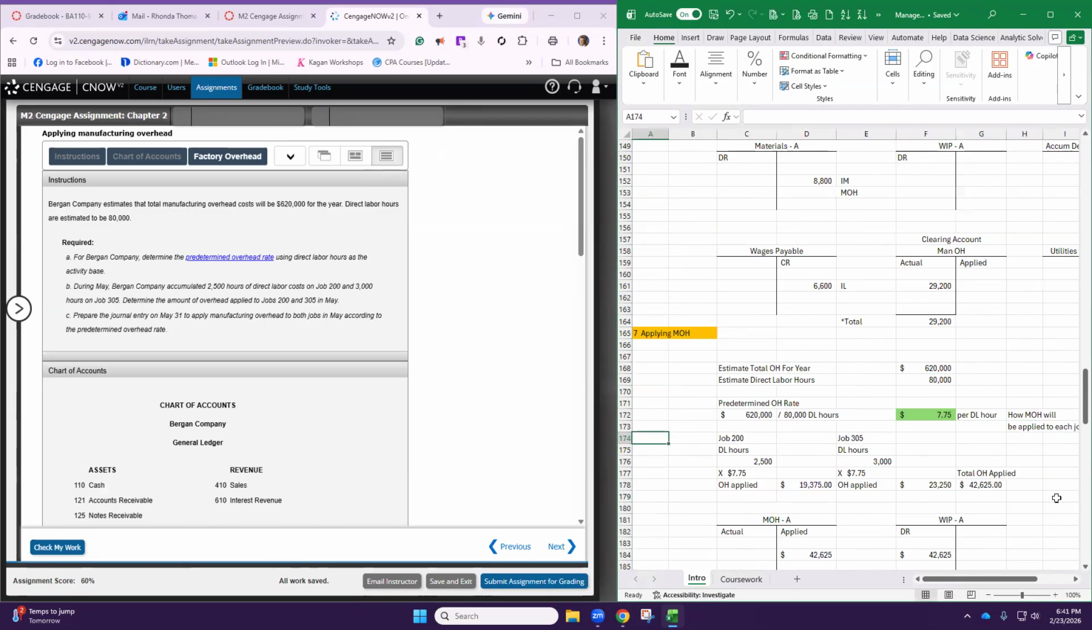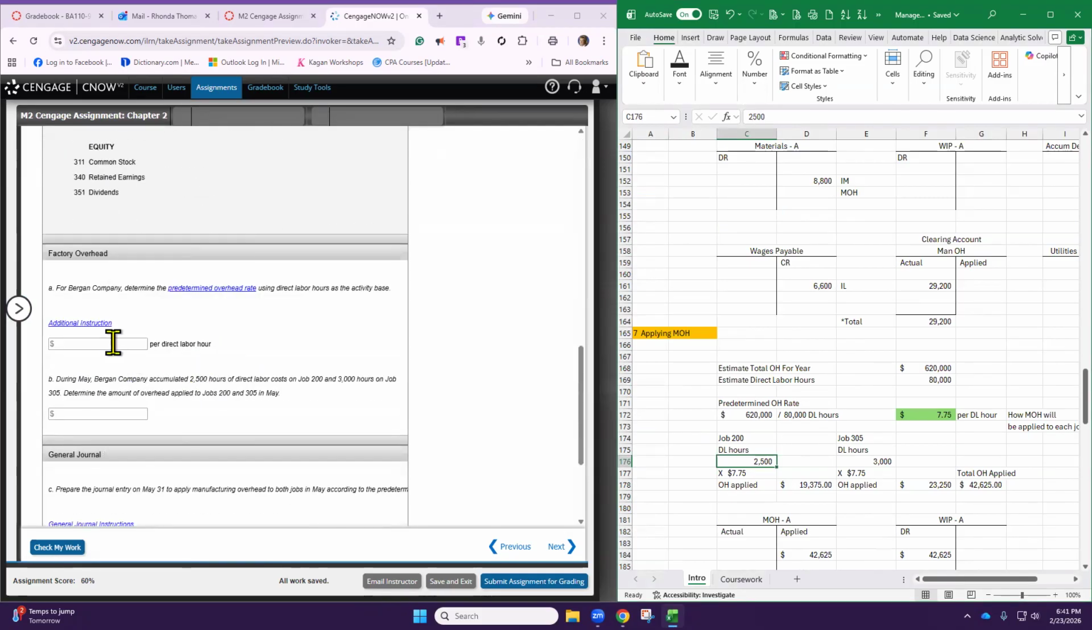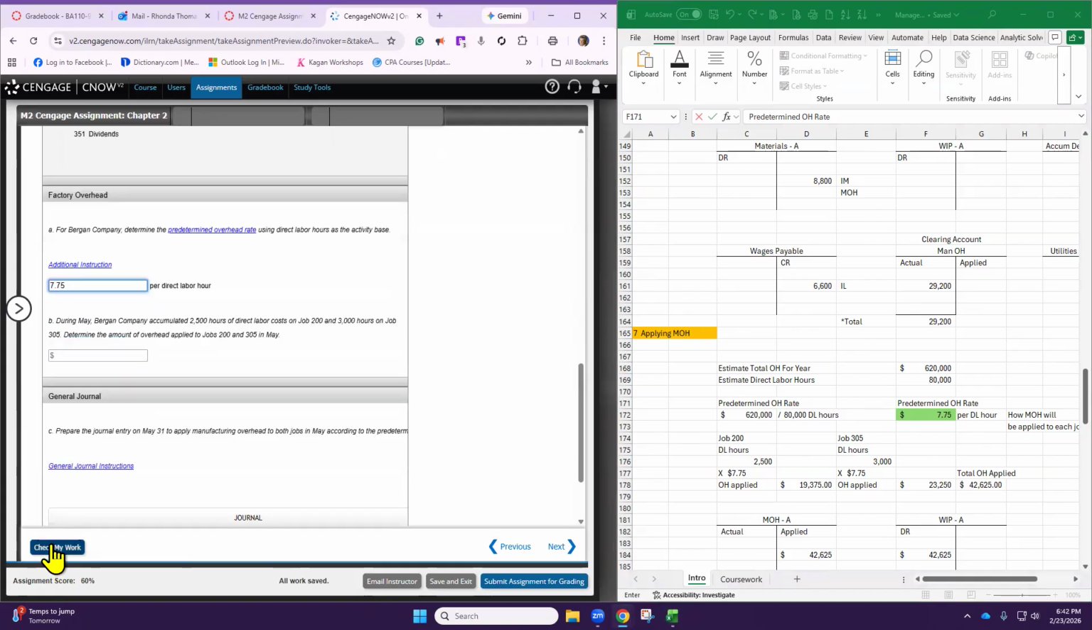Okay, so let's go to job 200. So let's go ahead and plug this in. So when we calculate the predetermined overhead rate, that's this, predetermined overhead rate. You're not finished, but it's good to know what you're looking at. So for every direct labor hour, we're going to apply $7.75 of overhead.